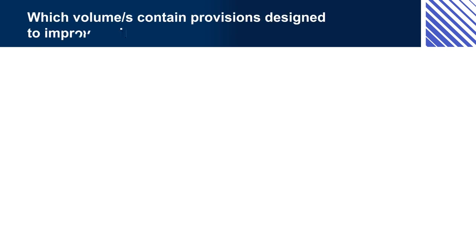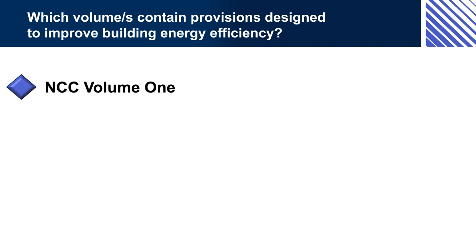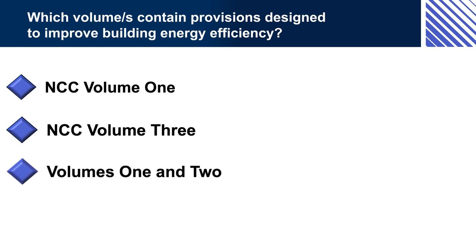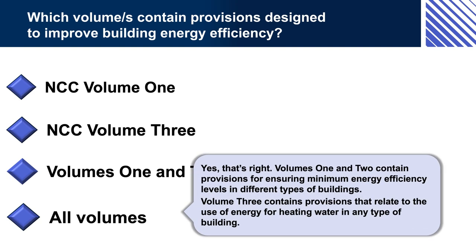Which volume or volumes contain provisions designed to improve building energy efficiency? Is it NCC Volume 1, NCC Volume 3, Volumes 1 and 2, or all volumes? The correct answer is all volumes. Volumes 1 and 2 contain provisions for ensuring minimum energy efficiency levels in different types of buildings. Volume 3 contains provisions that relate to the use of energy for heating water in any type of building.